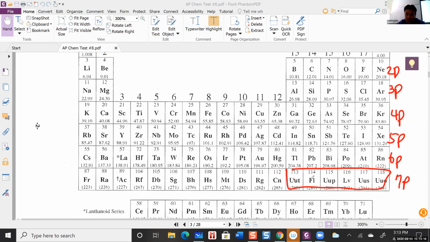So 7P, 1, 2, 3, 4. So 7P4, just like oxygen, right? 2P4, sulfur, 3P4 is group 6, has 6 valence electrons. That's where LV is. Okay, so with that in mind, we're going to go back, okay?